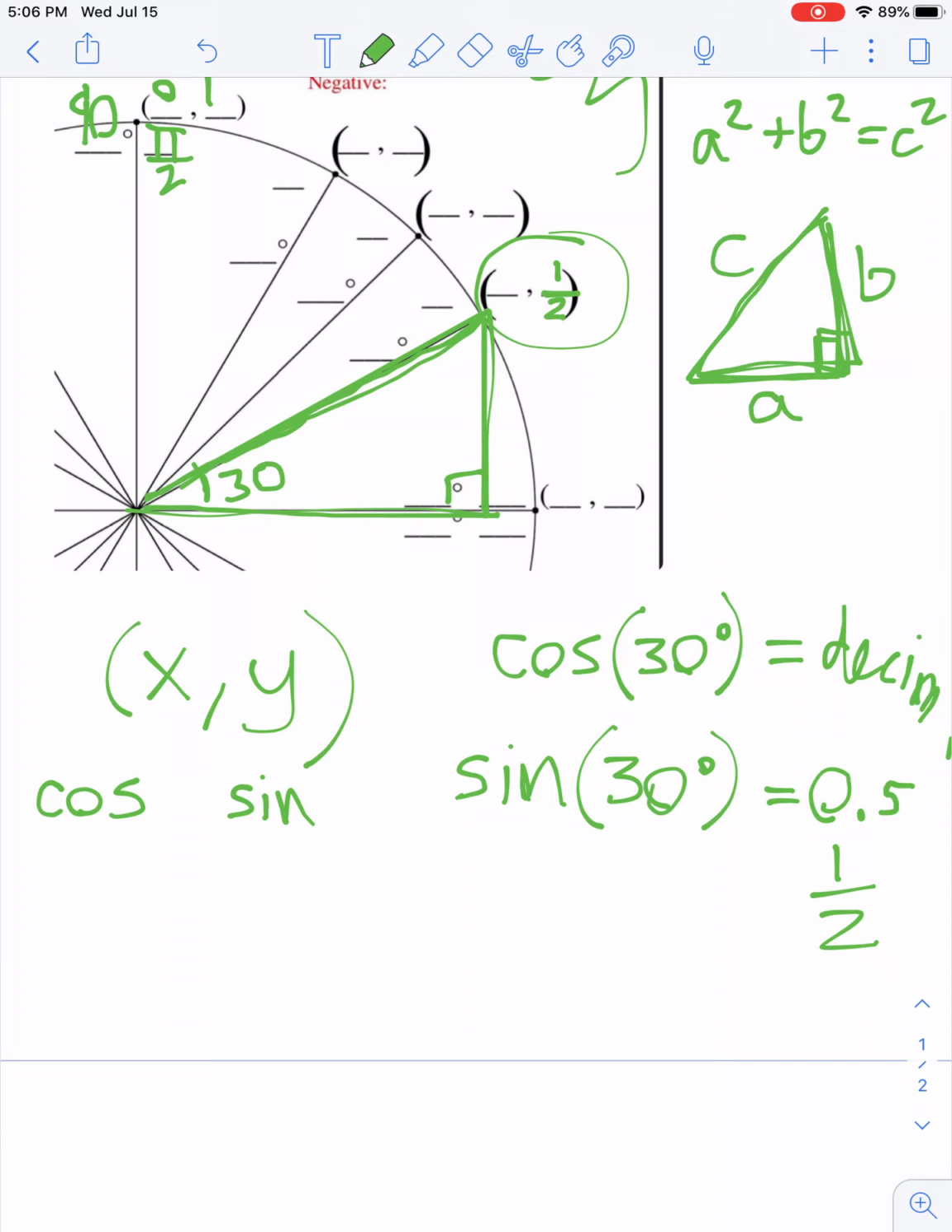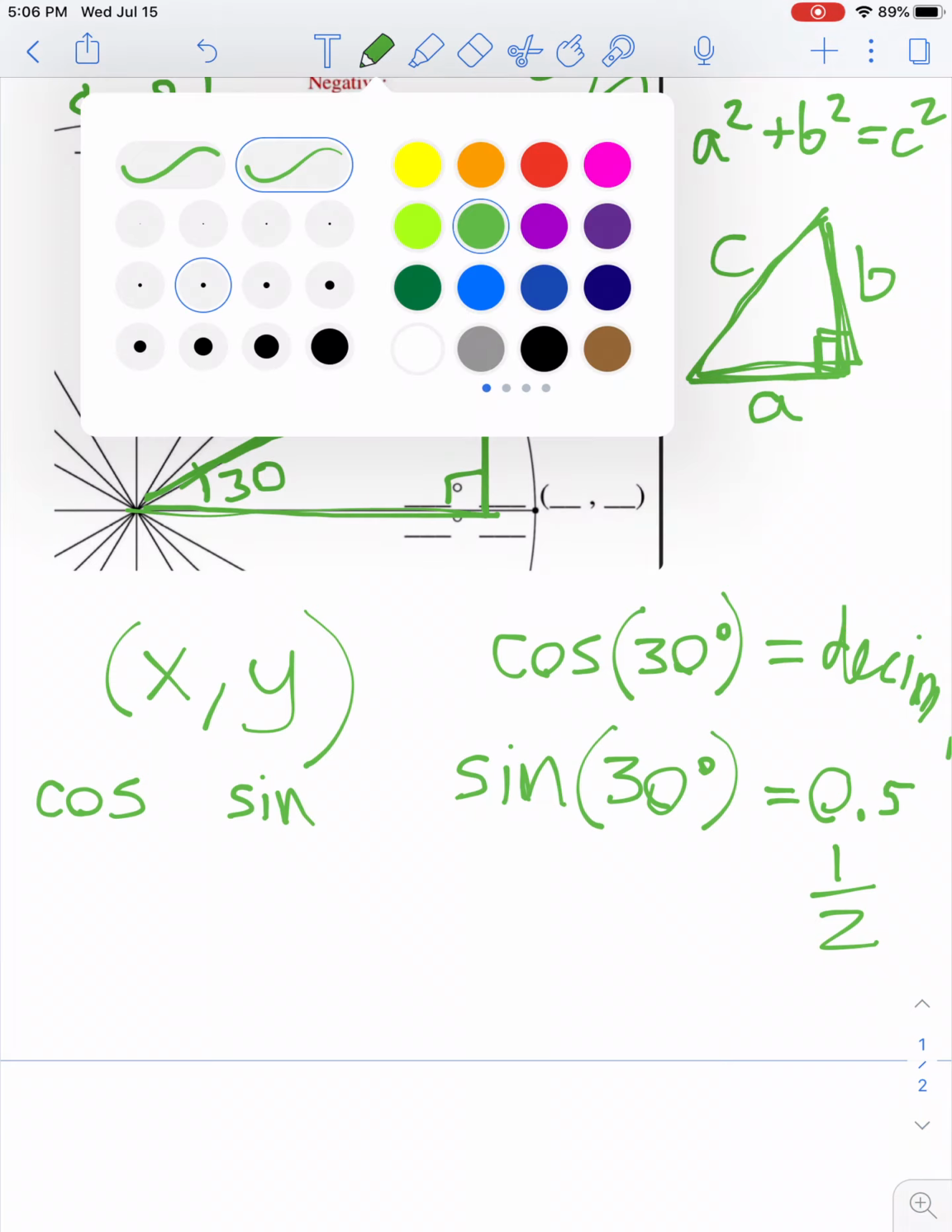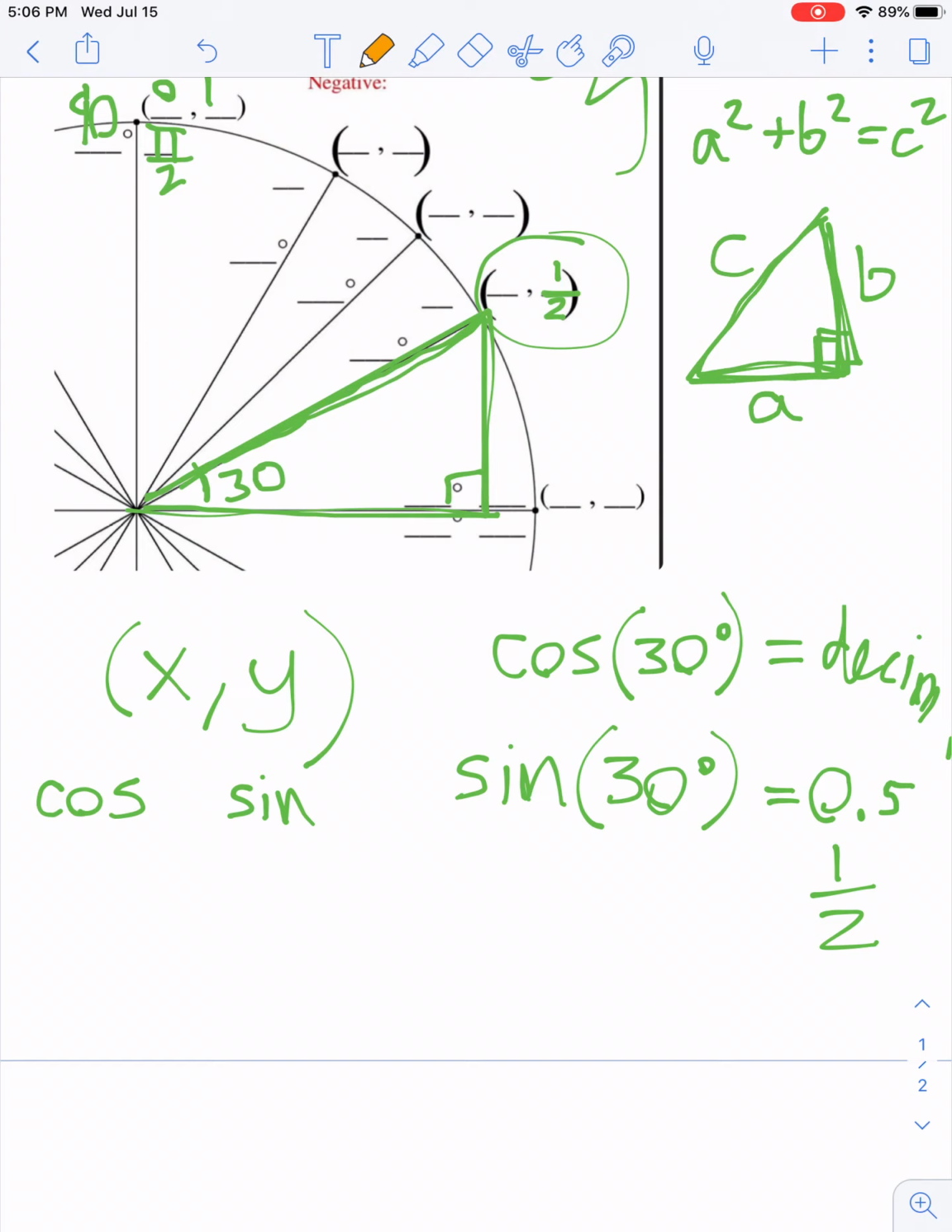So for this triangle, I'm going to label this in orange. Remember, this is a unit circle, so that hypotenuse, which is our C value and is the radius here, is 1. And our y value, which represents vertical distance, is 1/2. So if I know my C value and my B value, I can definitely find my A value using the Pythagorean theorem.